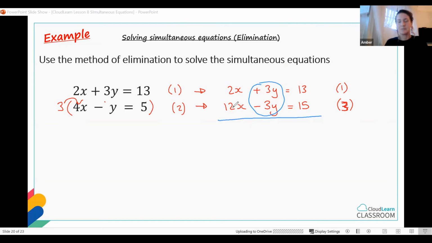So I'm going to be doing 2x plus 12x, which is 14x, 3y plus minus 3y, which is 0, and 13 plus 15, which is 28. So 14x is equal to 28. Divide then by 14 on both sides. x is equal to 2.